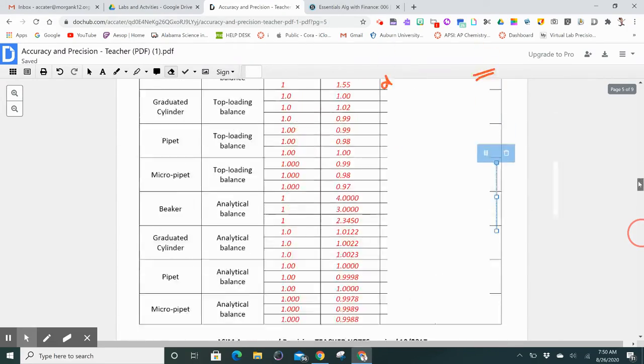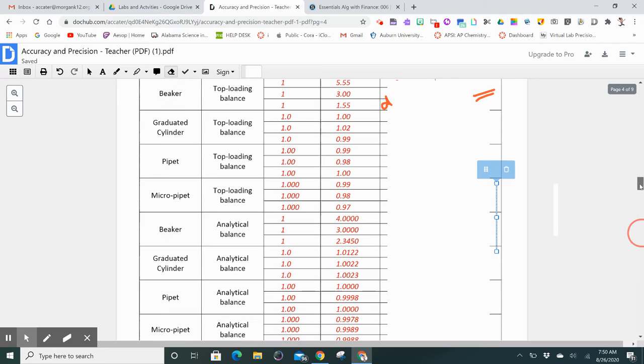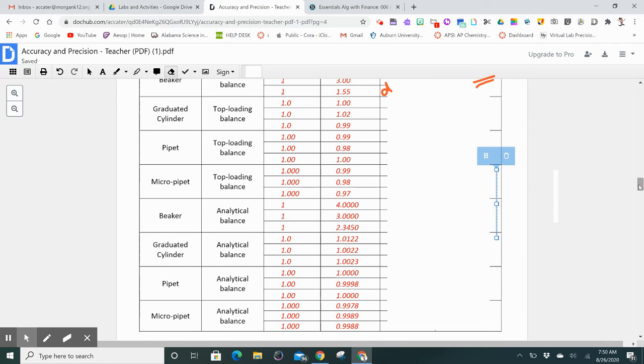So let's see where we left off. All right, that should be enough time to copy the first part of that table down. And here is the second part of that table. I'm going to give you a minute or two to copy that down. Like I said, when you're done getting your density and your average density, you will then go on to find the percent error for the top loading balance and for the analytical balance, for beakers, pipettes, graduated cylinder, and micropipette.